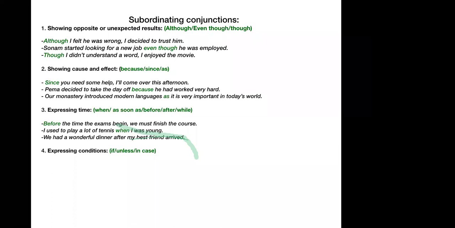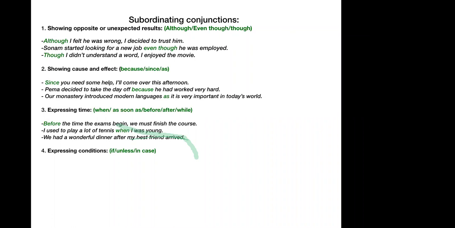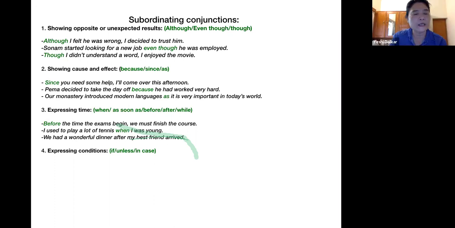So it has to be "as soon as I started studying," "as soon as I started reading." Can you see "as soon as" and the subject and the verb? "As soon as I started": with the subject and the verb, it becomes a clause. "As soon as possible" has no subject and verb, so it's not a clause, it's a phrase. That's slightly different. Now they're expressing condition.